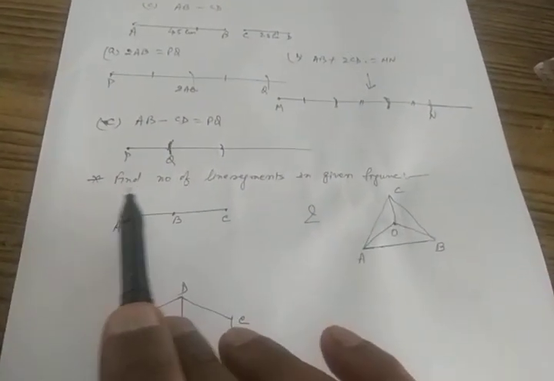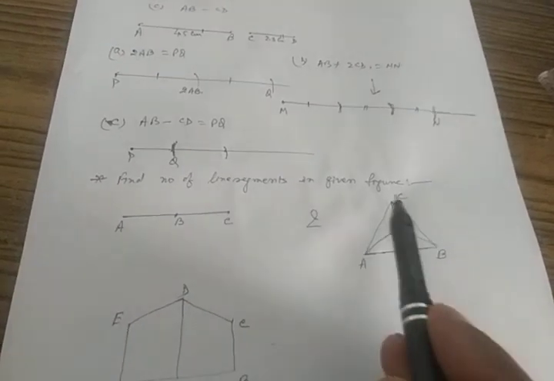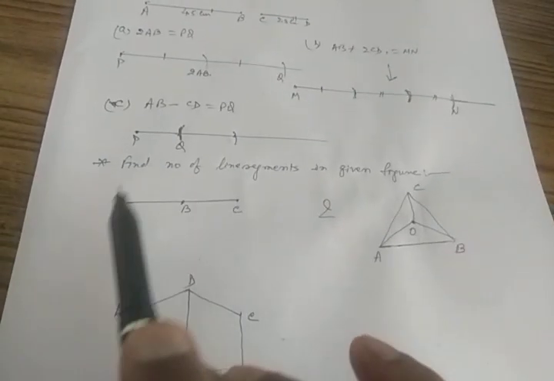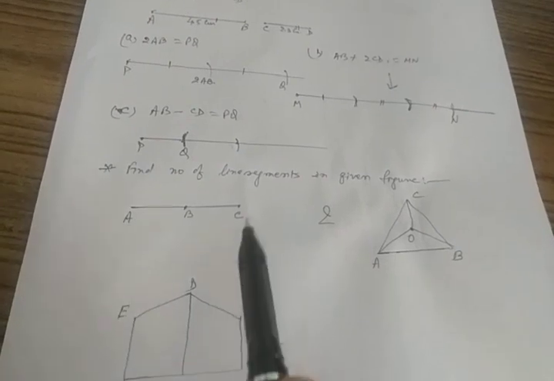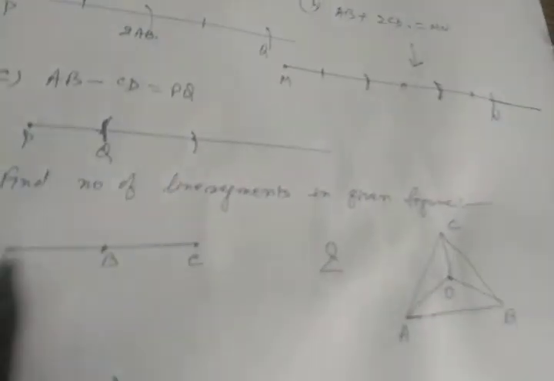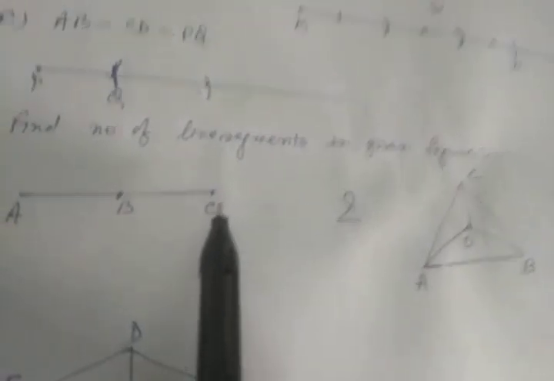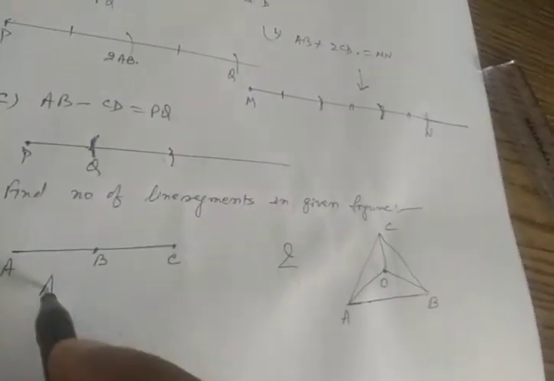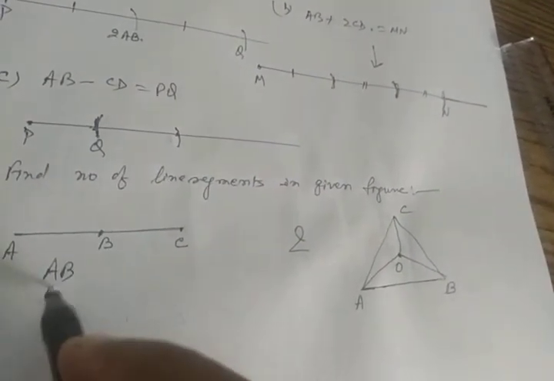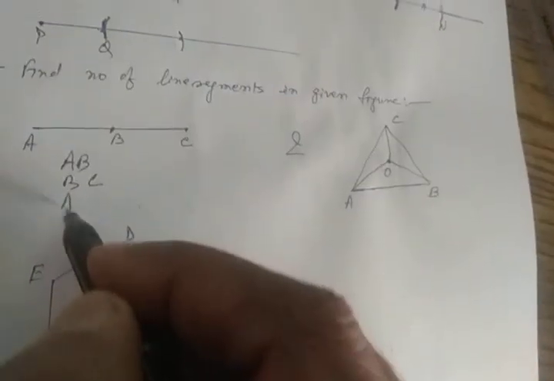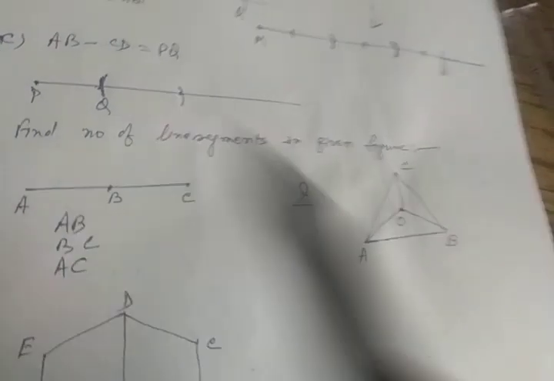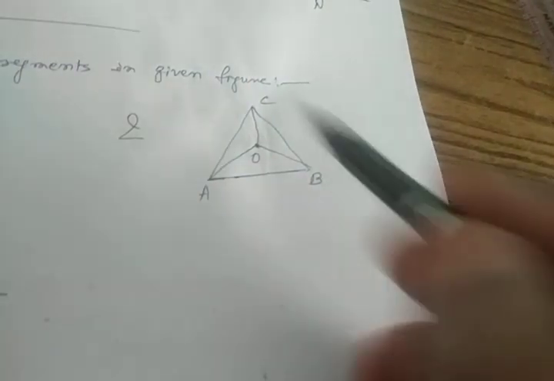It asks you to find the number of line segments in the given figure. I hope that you can count it. How many line segments? Generally students say that it has 2 line segments, AB and BC. I think it is wrong. I hope that you have got the answer: AB, BC and one more bigger one, AC. So there are 3 line segments here. Is it clear? How many? 3.